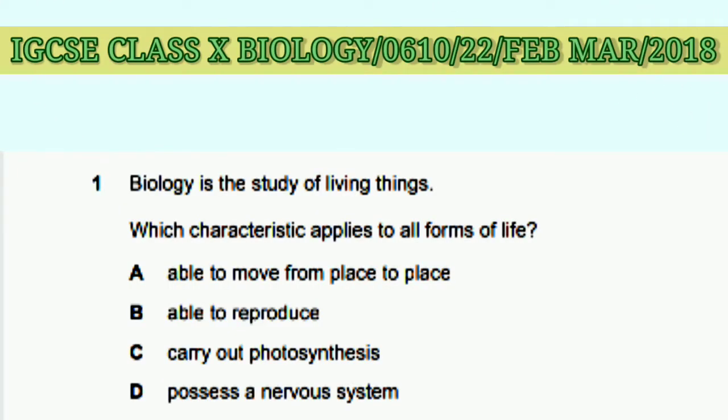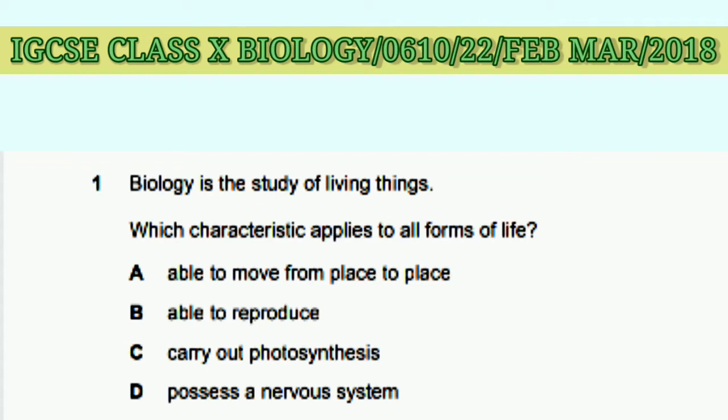And the first question is, biology is the study of living things. Which characteristic applies to all forms of life? A. Able to move from place to place. Plants cannot move, so this is wrong option. B. Able to reproduce. This is a correct one. C. Carry out photosynthesis. No, animals cannot carry out photosynthesis.